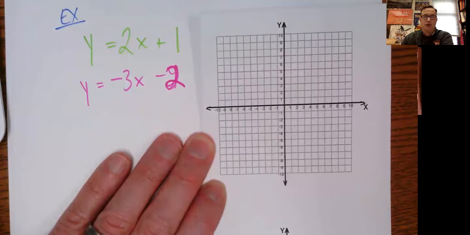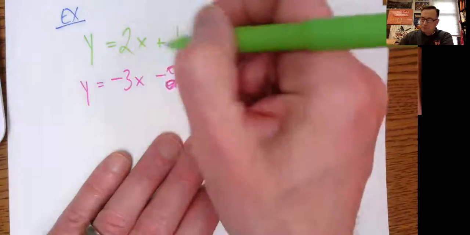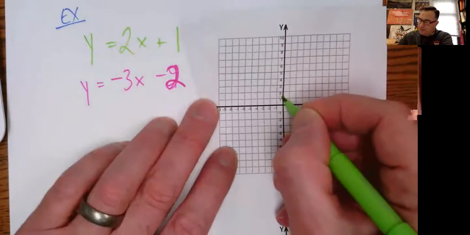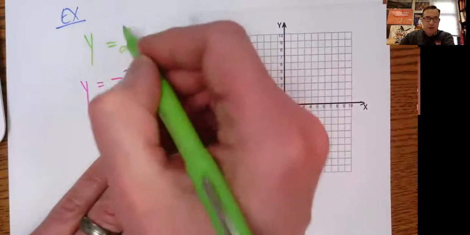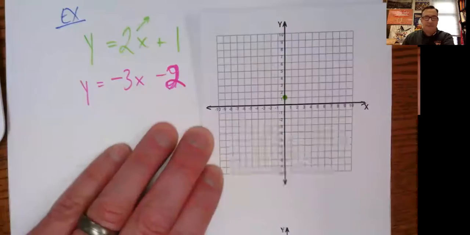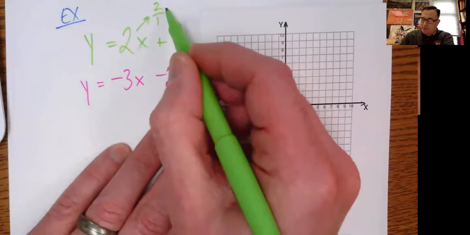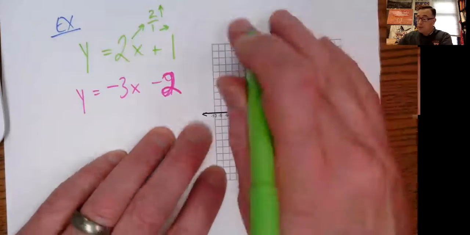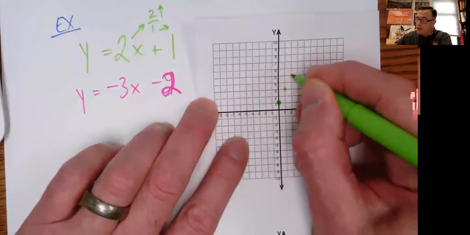Oh, somebody's got to type it in there. Where does 2x plus 1 start? 1. Absolutely right. It starts at 1 on the y-axis. So I'm going to start this right here. Okay. What is the slope of this line? 2 over 1. Okay. So 2 over 1 is my slope, which means I'm going to be going up 2 and to the right 1. So I'm going to go all the way up 2 to the right 1. I'm going to go until I run out of graph.